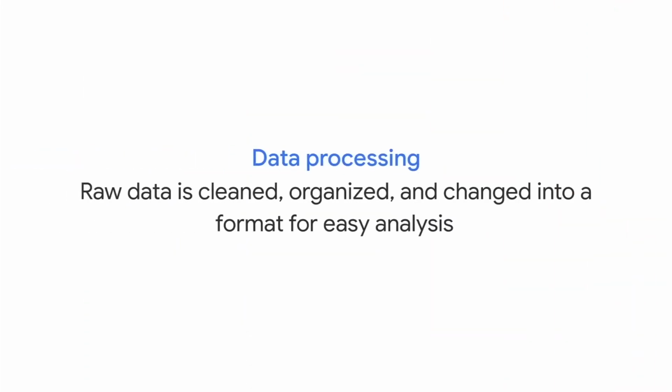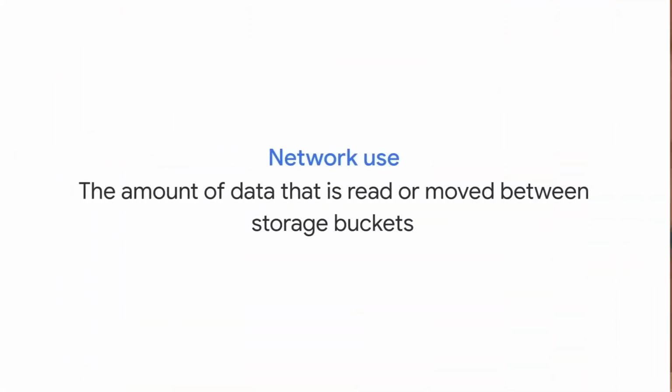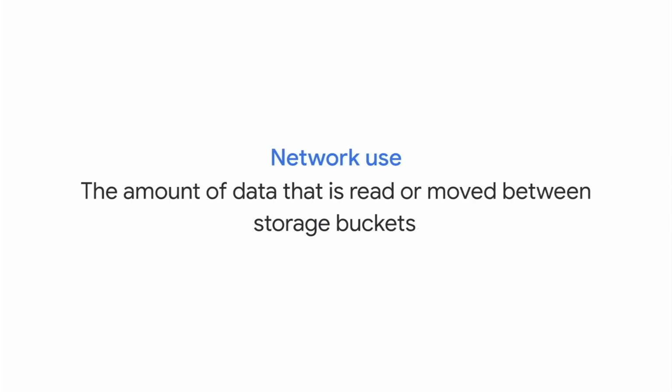Now, data processing is the step where raw data is cleaned, organized, and changed into a format for easy analysis. Data processing can significantly affect storage costs in several ways, like the more data you process, the more storage space you'll need, and faster data processing requires more advanced storage solutions. Finally, network use refers to the amount of data that is read or moved between storage buckets.